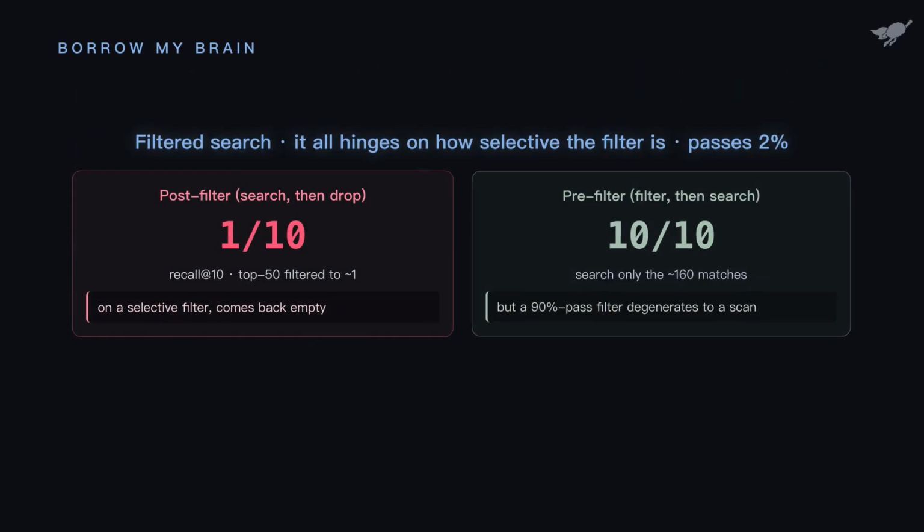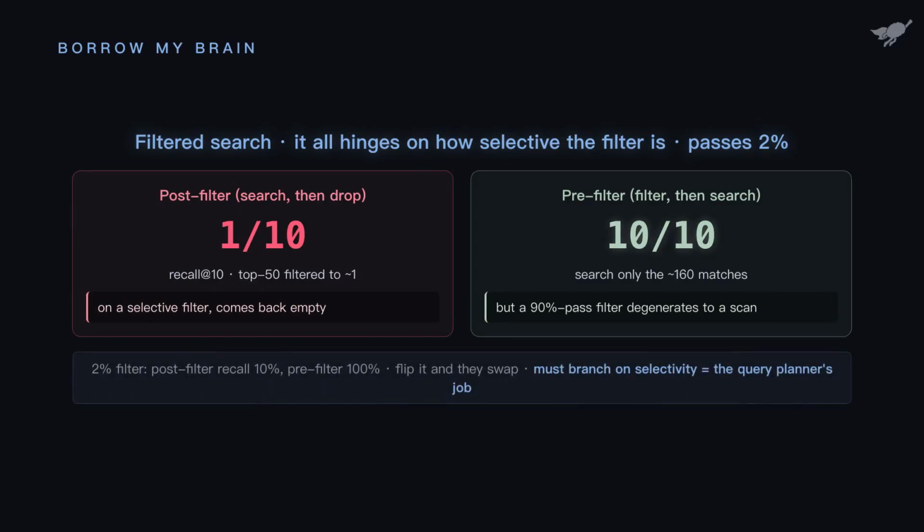I tried a filter that passes only 2%. Post-filter, the top 50 holds, on average, just one from the right tenant, recall 10%, and it looks broken. Pre-filter, searching only within those 160, recall is a perfect score. Flip it around. Let the filter pass 90%, and the two swap places instantly.